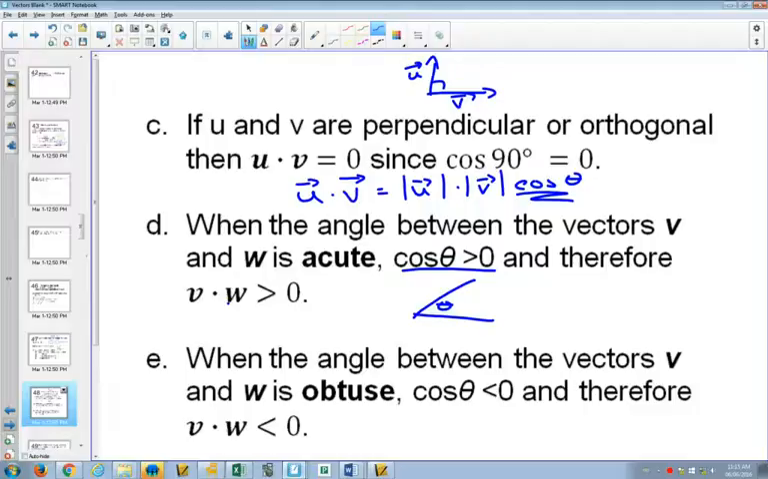Similarly, as soon as your angle gets larger than 90 degrees, you know that cos of theta in quadrant 2 is always negative. And so if you get a dot product that's negative, you know the angle between them has to be bigger than 90 degrees.